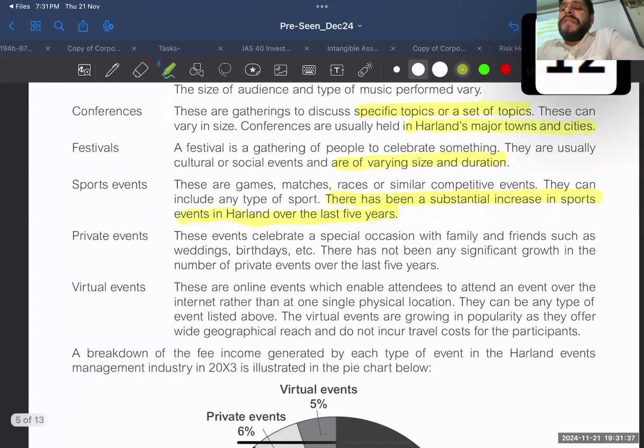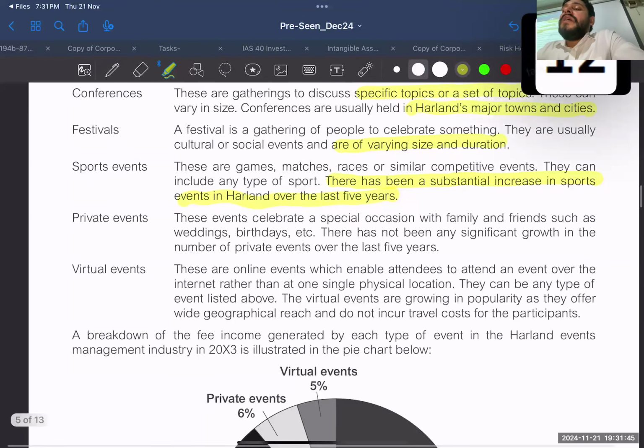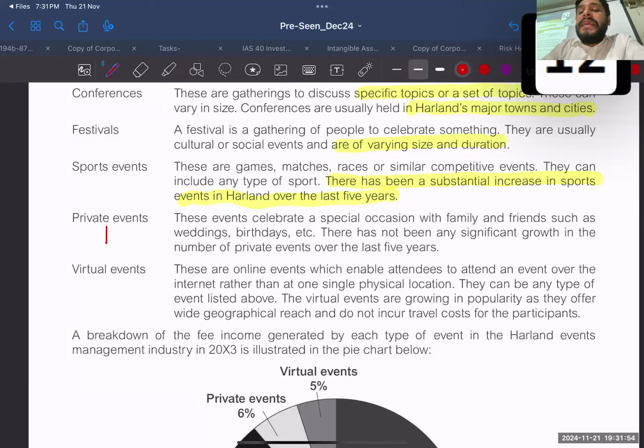Now, private events. These events celebrate a special occasion with friends and family, such as weddings, birthday parties, etc. There has not been any significant growth in the number of private events over the last 5 years. So this is a declining industry. This is a declining service.